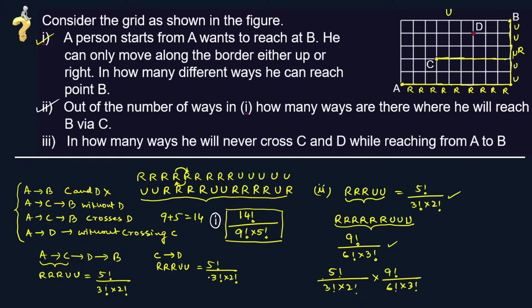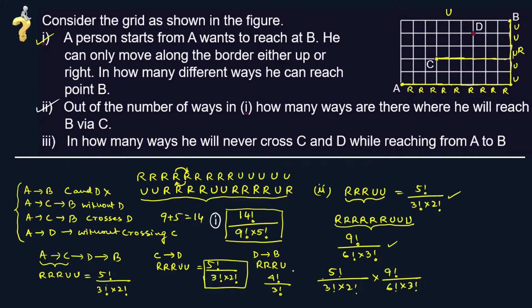So now the person has reached D from C. In how many different ways? This is the total number of ways. Now from D, in how many different ways can he reach B? There are 3 right movements and 1 up movement. So it can be arranged among themselves in factorial 4 divided by factorial 3.